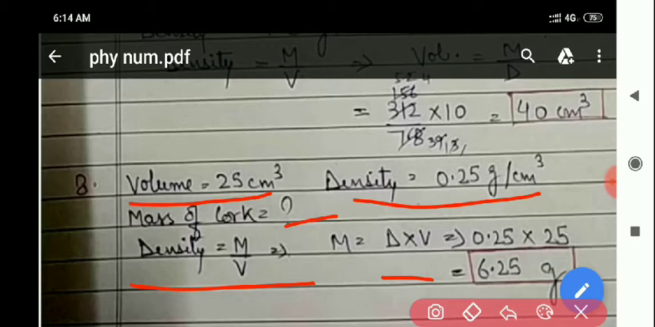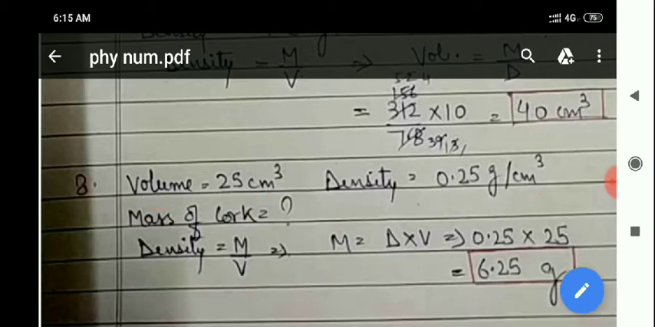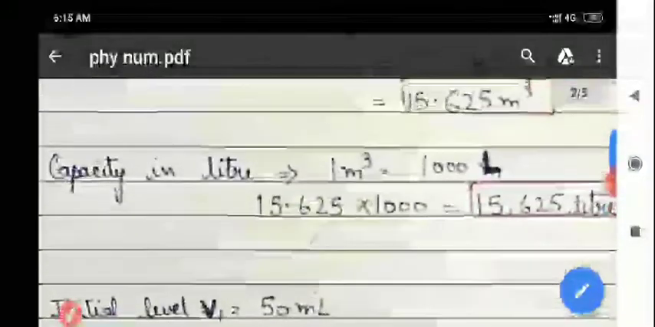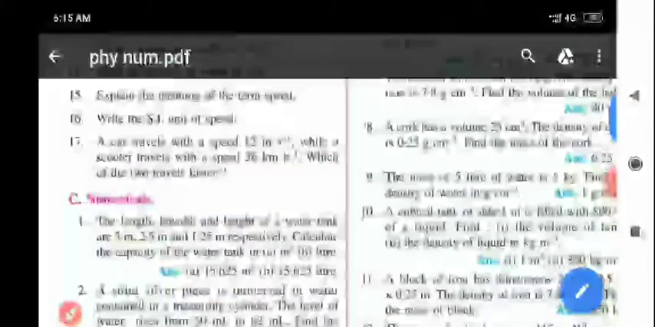Okay, clear? Mass, density and volume, 3 units we have to identify. 2 units are given and we can calculate the 1 unit. Okay, now move to next question. Question number 9.